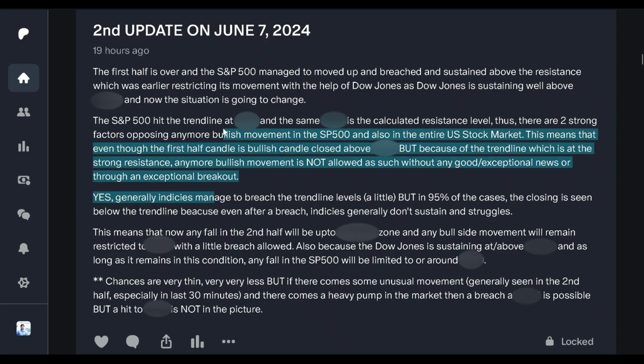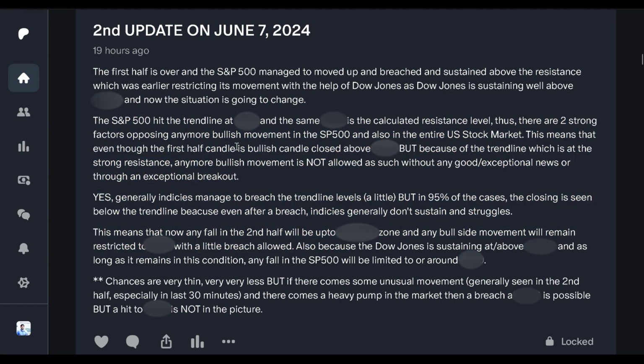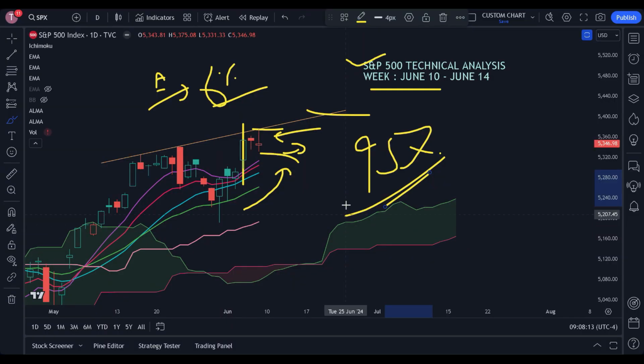This was my second update to my Patreon community members on June 7th, and here I've confirmed that the S&P 500 has hit the trend line, and also the same was the calculated resistance level. This means that now any further bullish movement is not expected, and there is a very heavy probability that the S&P 500 will close below the trend line, because in 95% of the cases this happens. However, S&P 500 has closed in a manner which still supports some bullish movement.